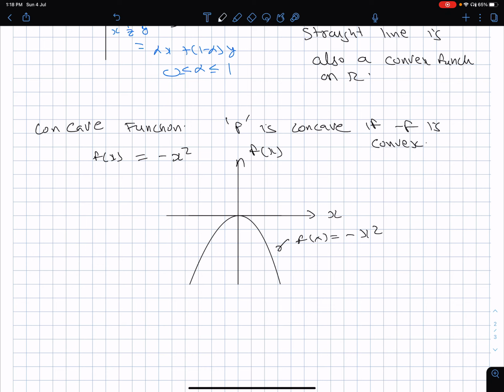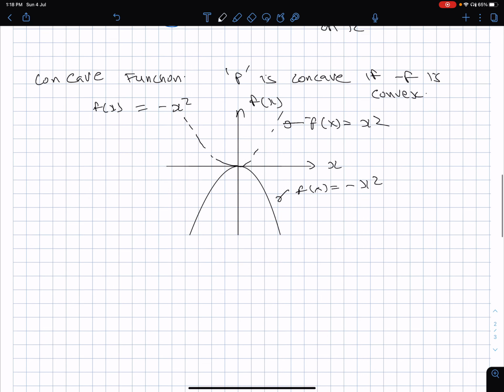The moment you take minus of f, what will you get? You will get the other kind of thing. Minus of f of x is going to be x square, which we have already seen figuratively is a convex function.